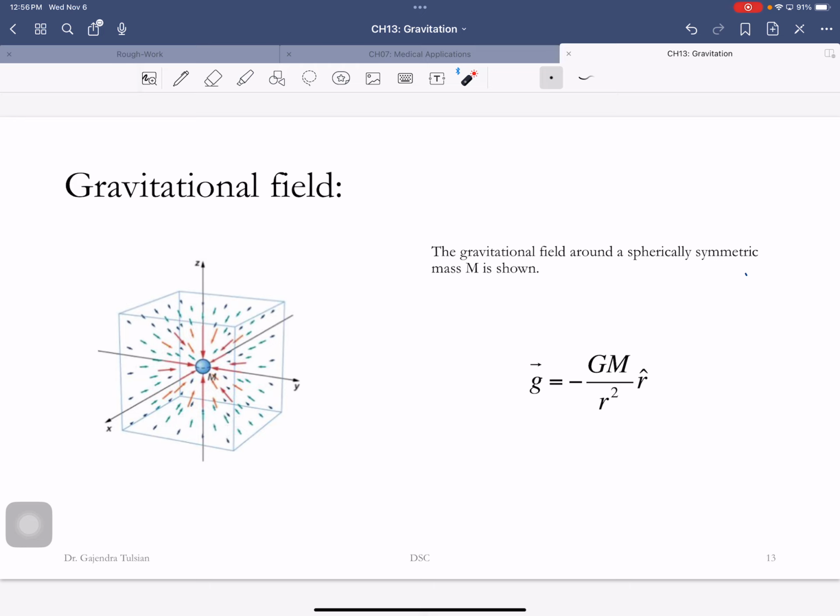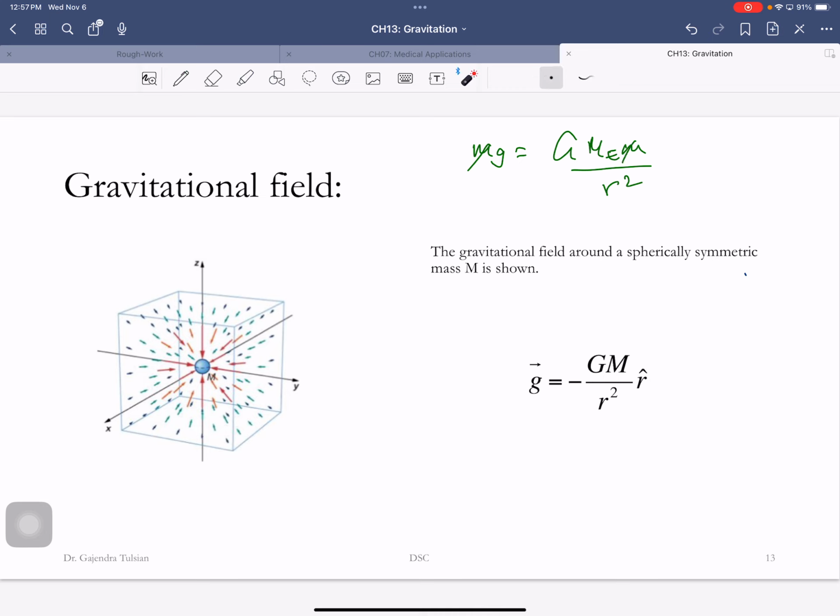So the length of this vector on the surface is 9.8 meters per second squared. As you go further away, you can see that the magnitude of the vector is changing, but the direction is always towards the center of the Earth. So, for instance, the radius of the Earth is 4,000 miles. Let's go back to this equation. So, the m cancels. And if you put the radius of the Earth, you get 9.8 meters per second squared.